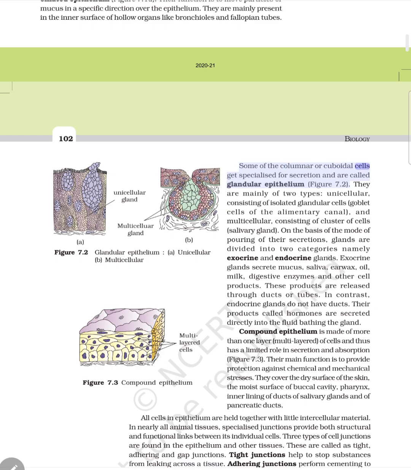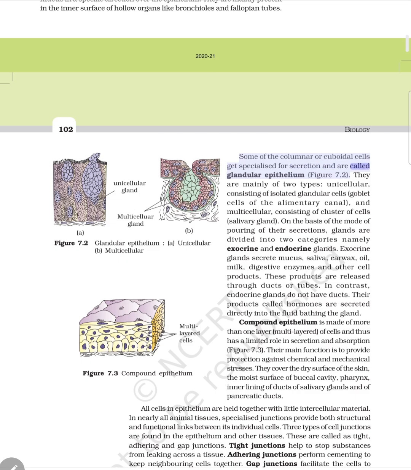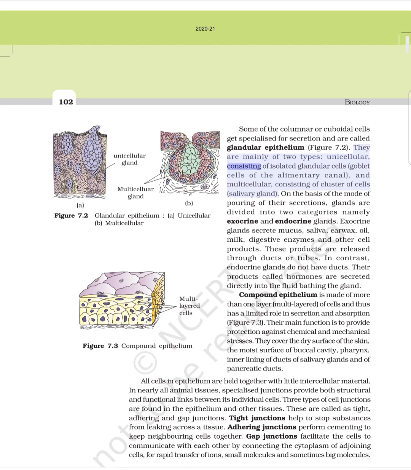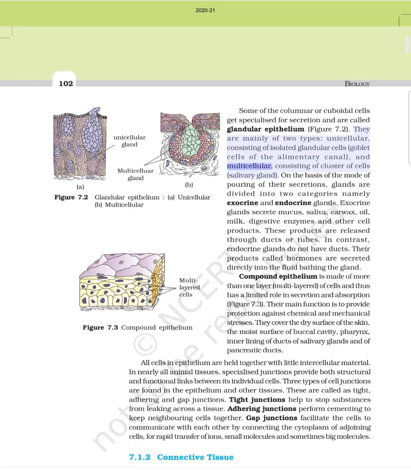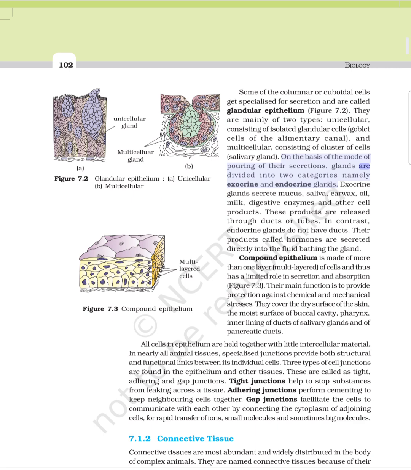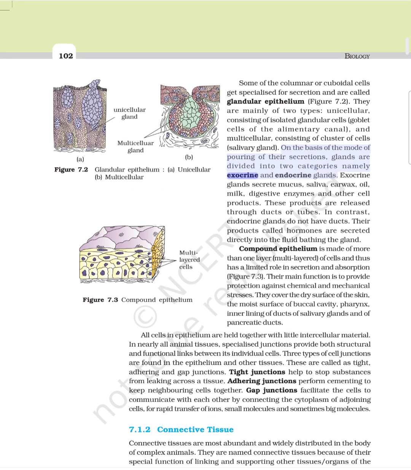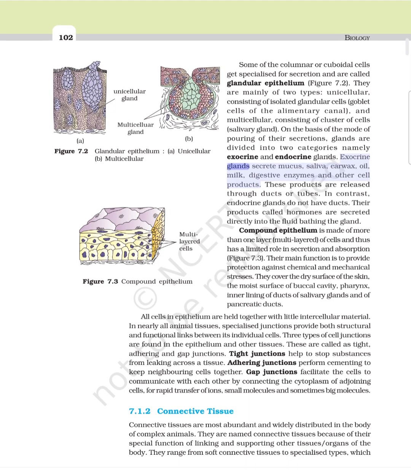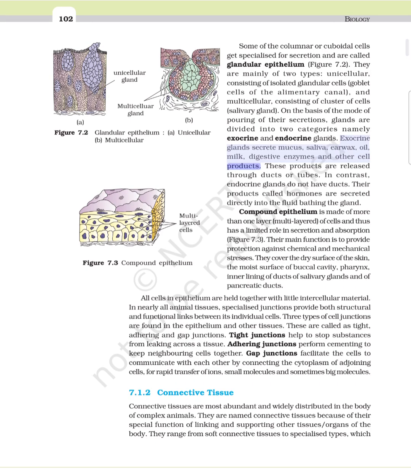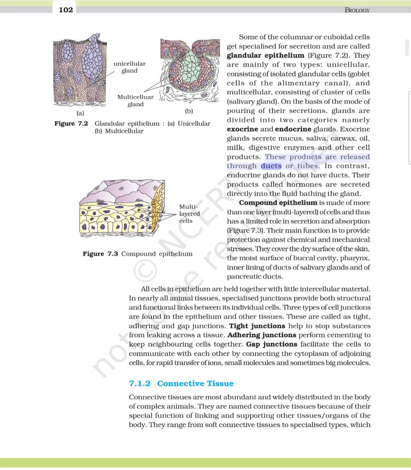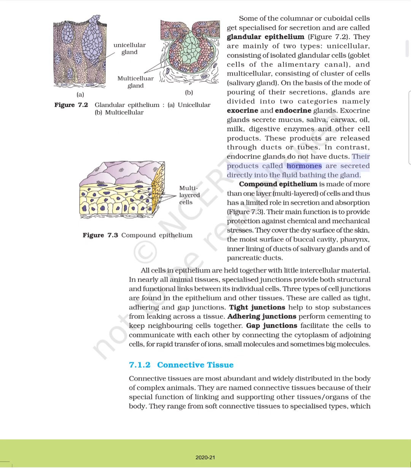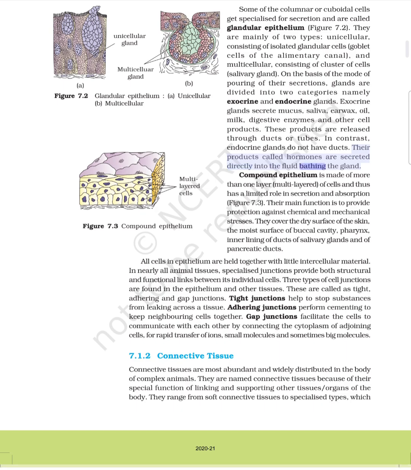Some of the columnar or cuboidal cells get specialized for secretion and are called glandular epithelium. They are mainly of 2 types: unicellular, consisting of isolated glandular cells, and multicellular, consisting of cluster of cells. On the basis of the mode of pouring of their secretions, glands are divided into 2 categories, namely exocrine and endocrine glands. Exocrine glands secrete mucus, saliva, earwax, oil, milk, digestive enzymes, and other cell products. These products are released through ducts or tubes. In contrast, endocrine glands do not have ducts. Their products, called hormones, are secreted directly into the fluid bathing the gland.